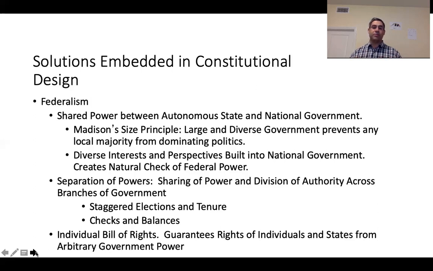So one chamber is meant to be responsive to the popular will, and the other, the Senate, is meant to be removed from it. In fact, during the time of the founding, the Senate is selected indirectly. They're chosen by state legislatures rather than through a direct vote of the people. So we can see that they are trying to balance the tyranny of the majority and the tyranny of the minority by offsetting them against each other.